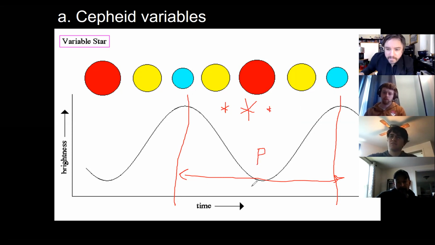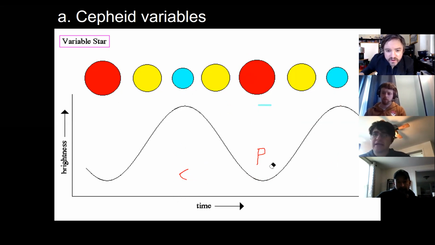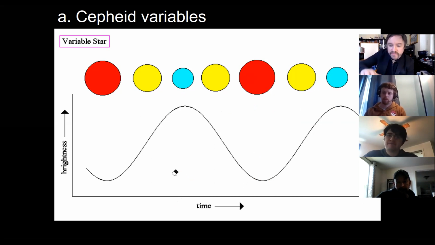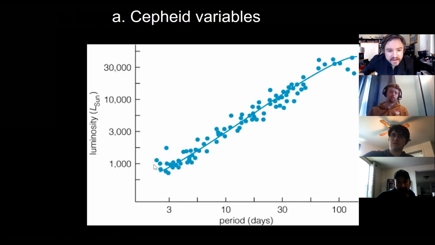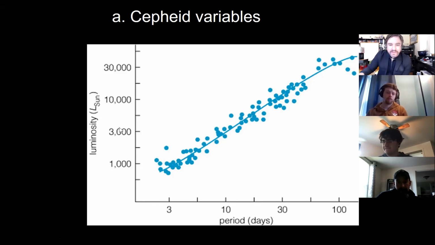Henrietta Swan Leavitt compared the period of pulsation to their magnitude, or their absolute magnitude, or their brightness, and she discovered a legendary graph that looks like this. It's called the Period-Luminosity Relationship. So what we're plotting here is the period on the x-axis, and the absolute magnitude, or the luminosity, on the y-axis. And I want to explain to you why this is so important.